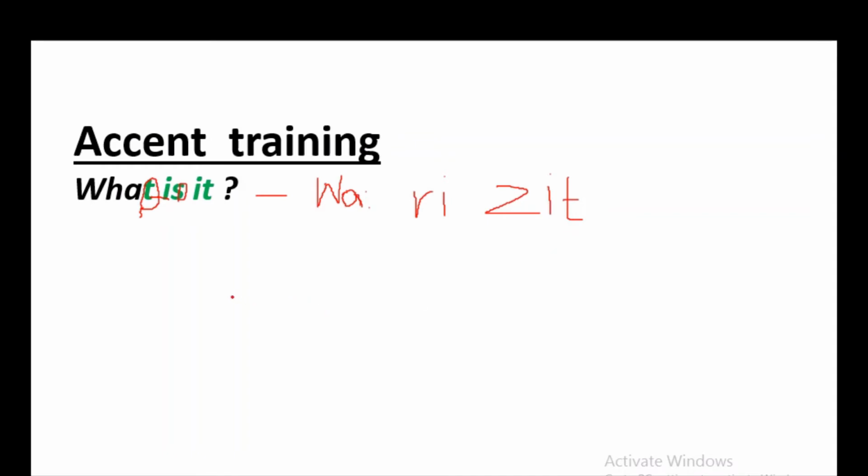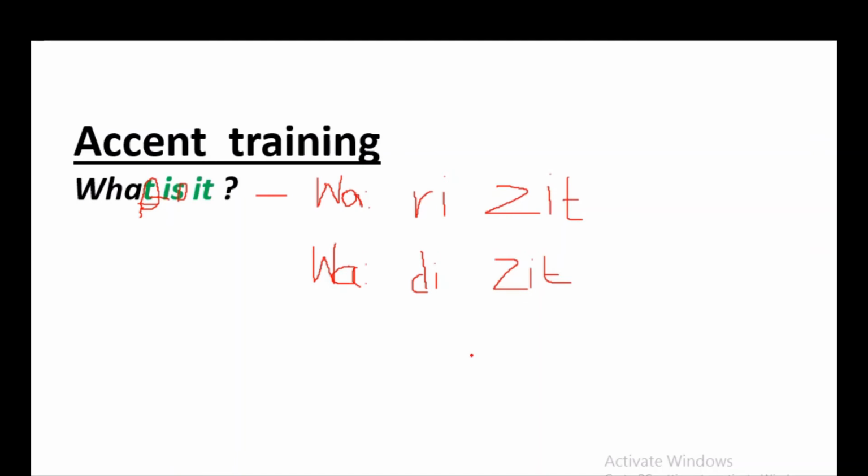Okay, so now let's go to the next accent. The next accent: this T is going to change to a flap T. So let's see how it's going to change to a flap T. We have here what we have. Then this T gets changed to a flap D, followed by an E sound with zit. So it's gotta be: what it is. Okay, this is what it is.